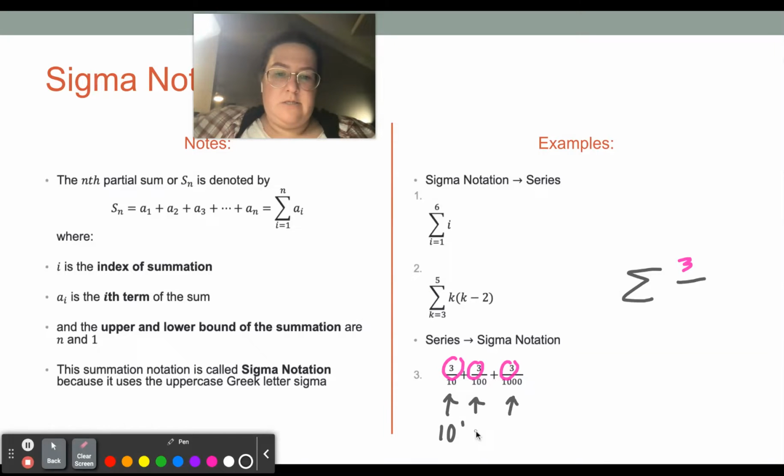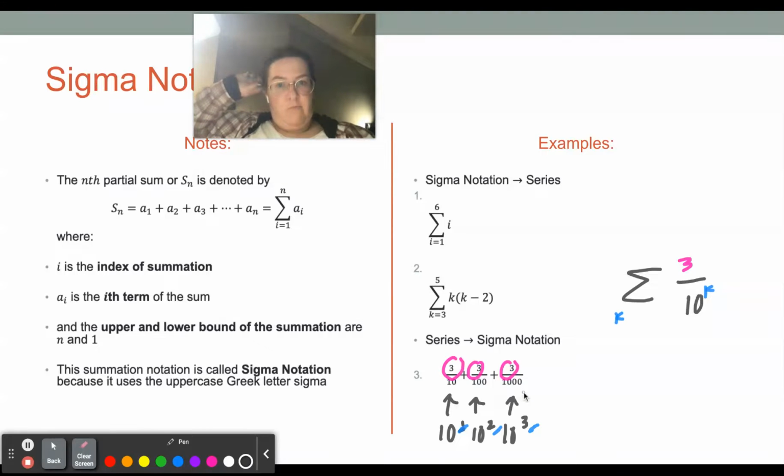10 to 1, 10 squared, 10 cubed. So they're all a power of 10. So 10 is not changing. What is changing is this exponent here. So it goes 1, 2, 3. So if that's what's changing, that's our variable, our exponent is our variable. So k, I'll just call it k. And then you just want to look at what is your start and end of what's changing. So it starts at 1 and it ends at 3. And there you have your sigma notation for that series.